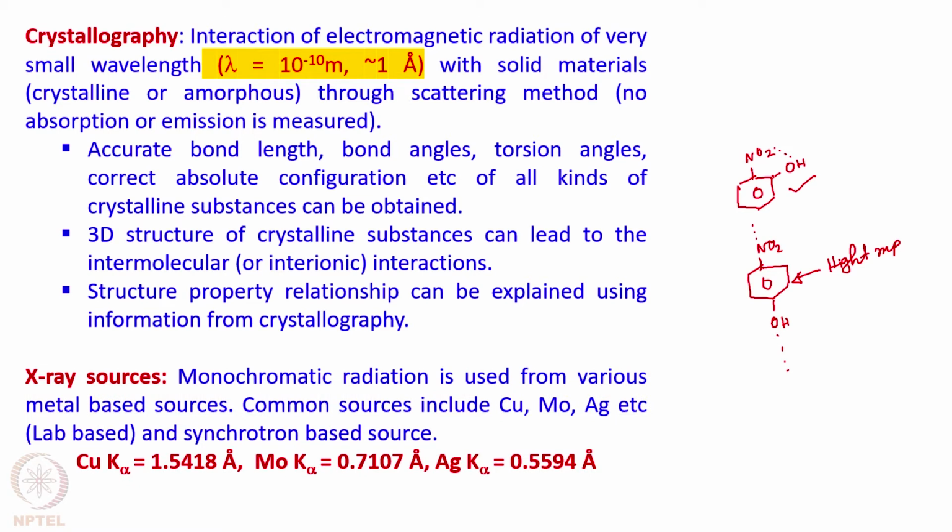So for this purpose we need a particular type of X-ray source. What we need is monochromatic radiation from various metal-based sources. Common sources include copper, molybdenum, silver, etc. These are lab-based sources and synchrotron-based sources. Here I have given some numbers which are important because we will be referring to these wavelengths very often. The K alpha radiation coming from copper is about 1.54 angstroms. When we talk about molybdenum K alpha, it is 0.71, and when we use silver K alpha, the wavelength is 0.55 angstroms. These wavelengths are highly significant, and we will see towards the middle or end of the course that the choice of wavelength is very important for the experiment that we are going to do.